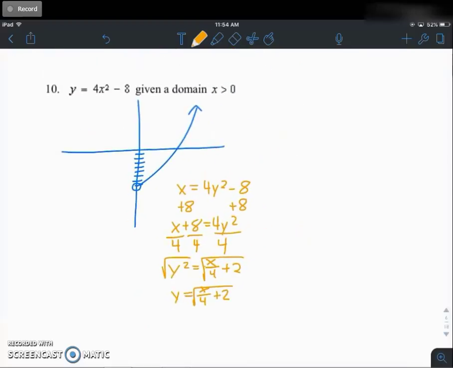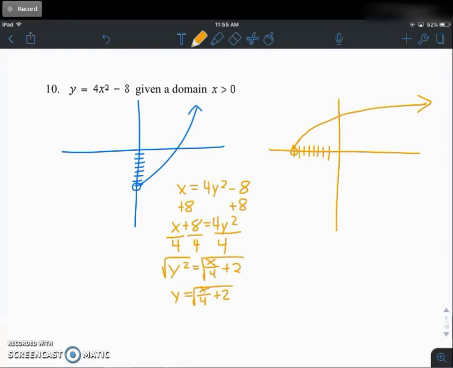If I graph the inverse on a different coordinate plane, you're more than welcome, again, to put it in a graphing calculator. So there's my graph of the inverse. Again, put it in your graphing calculator if you're unsure.